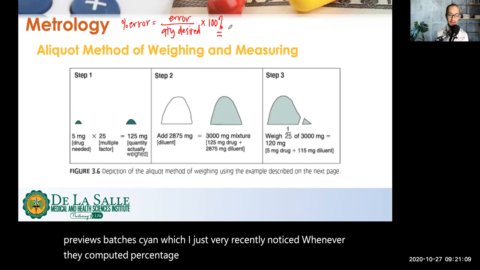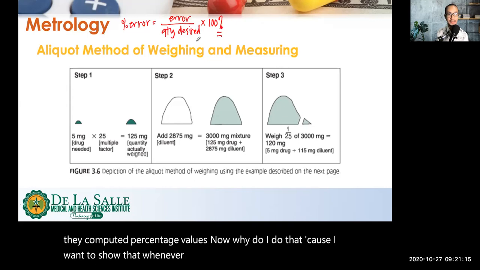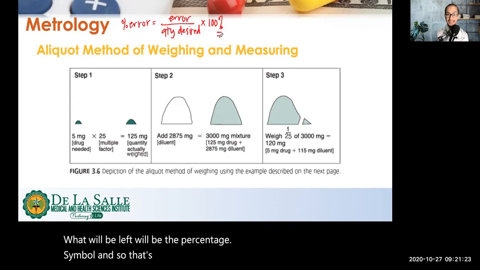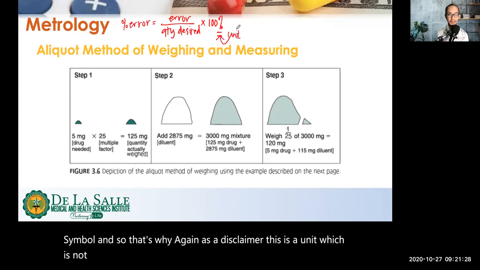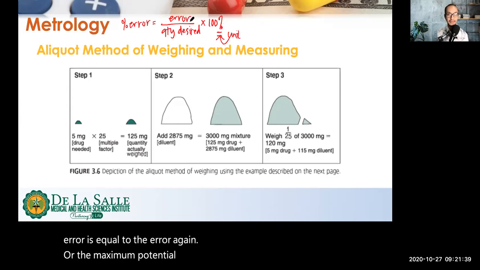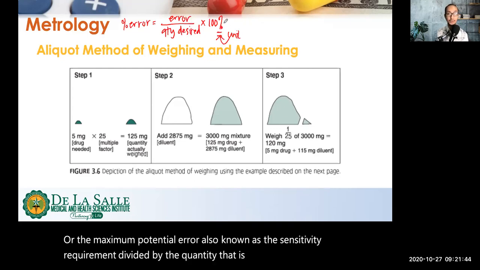Now, why do I do that? Because I want to show that whenever you cancel units, what will be left will be the percentage symbol. So again, as a disclaimer, this is a unit which is not ever included in calculations. So the percentage of error is equal to the error, or the maximum potential error, also known as the sensitivity requirement, divided by the quantity that is desired times 100. And so we have the percentage of error.